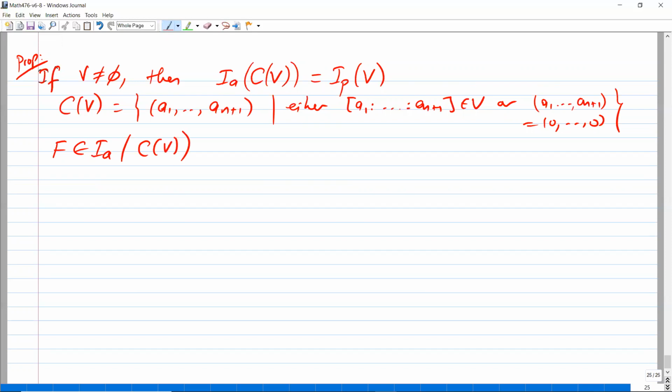So let's show that it is in I_P(V). How do we show that? So let P be a point, P, let's say (a_1, ..., a_{n+1}), be a point in V. Show that for every representative of P, f of P is 0.